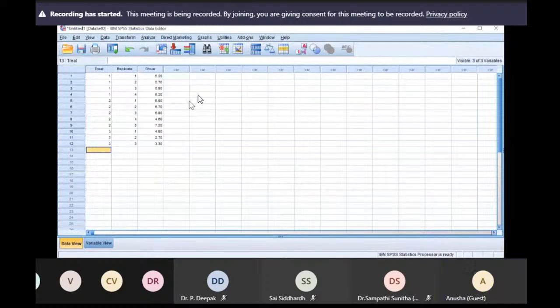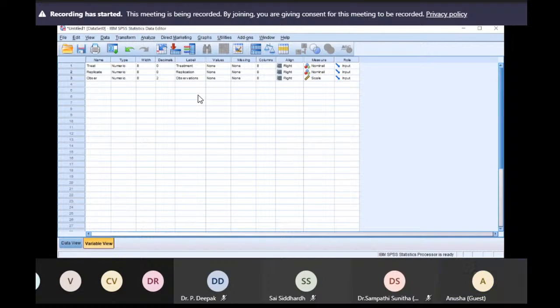Once you open the SPSS software, you get this screen. Just go to the variable view. First you have to go to the variable view and enter treatment, replication and responses. Treatments are nominal, and replications are also nominal, because these are not actual observations. I already told you about the measurement of scale; only the observations are on the scale or interval scale specifically.